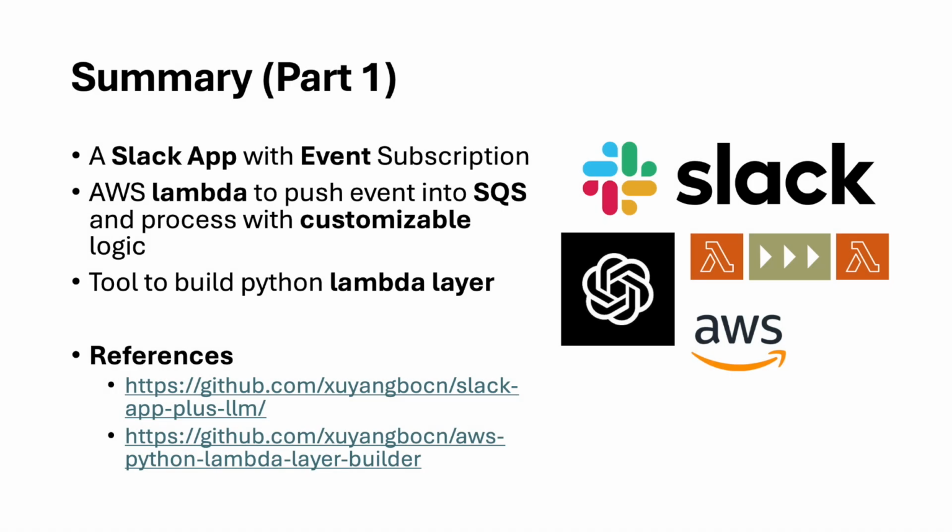To summarize, we created a Slack app that subscribed to Slack events. We set up Lambdas and SQS to handle the Slack events. Feel free to visit the GitHub repo below and try it out. Additionally, the repo includes Python Lambda layers for the Slack SDK and OpenAI SDK. For those who find it difficult to build Python Lambda layers, you may refer to the second GitHub link. In the next video, we will demo a custom handler that builds OpenAI into your Slack.